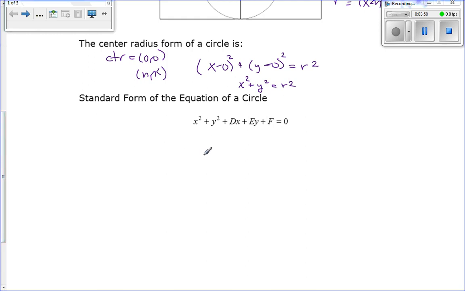Now, the general form of the equation of a circle is x squared plus y squared plus dx plus ey plus f equals 0. I'm not going to do anything fancy with this because we don't need to at this point. I just want you to recognize that if you have x squared and y squared in the equation, you will have a circle.